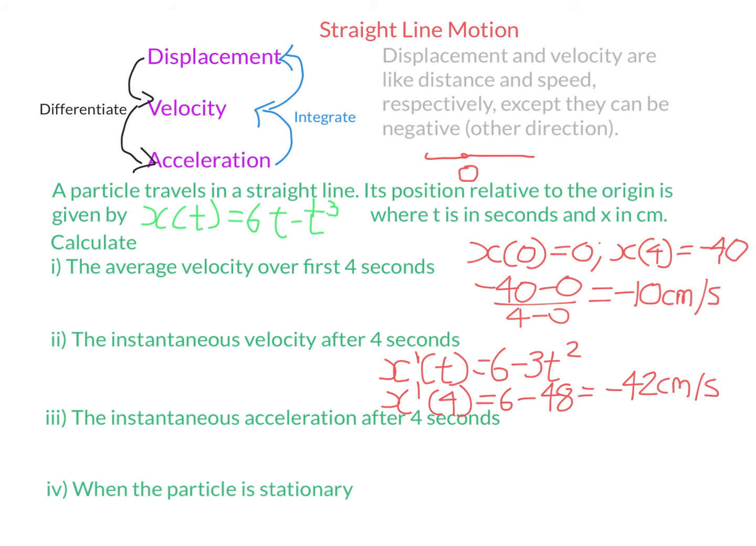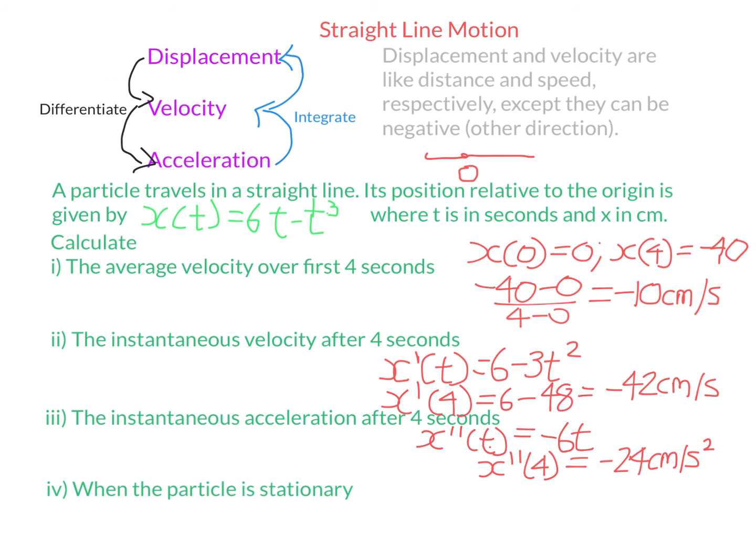So let's look at the instantaneous acceleration. Well, acceleration is the derivative of velocity. This was my velocity equation. So I differentiate this to find the acceleration. So remember, x double dash t means the derivative of the derivative. If I differentiate this, move the power to the front, decrease the power by 1, constants vanish when you differentiate. So the derivative of this is this. This is my acceleration function. So if I want to know the instantaneous acceleration after 4 seconds, I just substitute 4 for t. I get negative 24. Now, acceleration is always in units per time squared, in this case, centimeters per second squared.